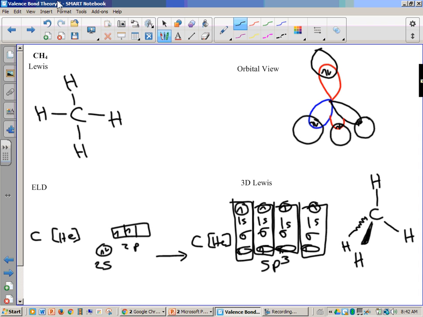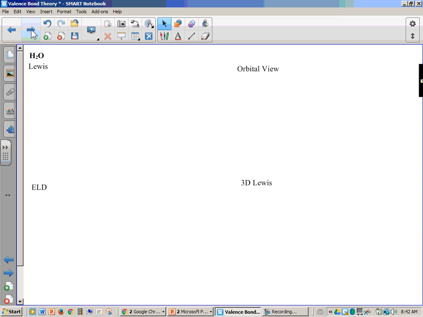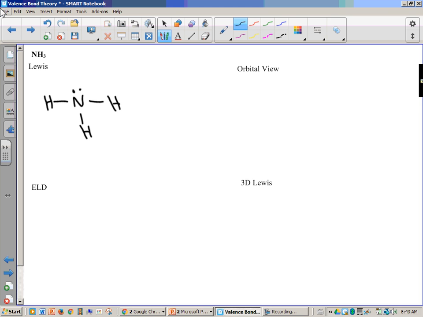Okay, let's do another example. Let's do NH3. Okay, so now I'm going to introduce you to a new little notation here. Drawing the Lewis diagram for NH3. N, H, H, H, and it looks like that, right?